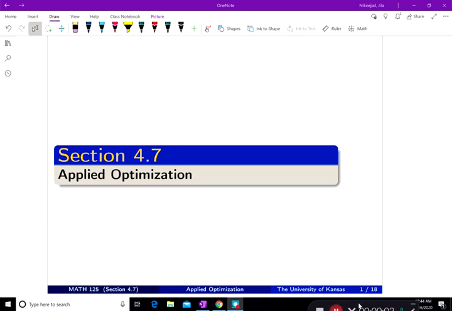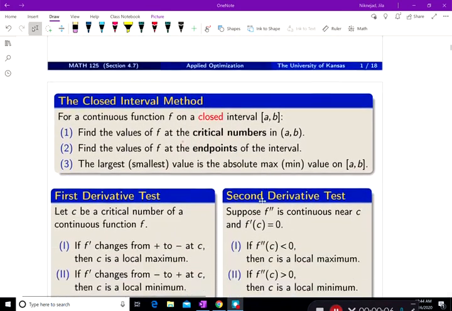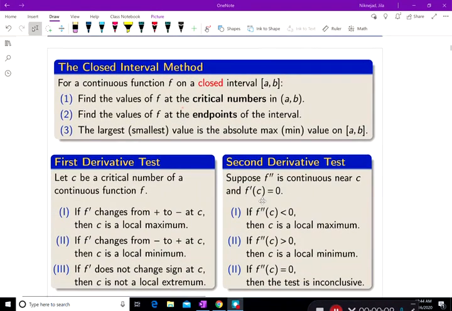We're starting section 4.7, applied optimization. So far, we've learned about derivatives. We learned about all the methods to find maximum, minimum, and inflection points. In this section, we're going to use the three methods that we used to find either absolute extremums or local extremums.